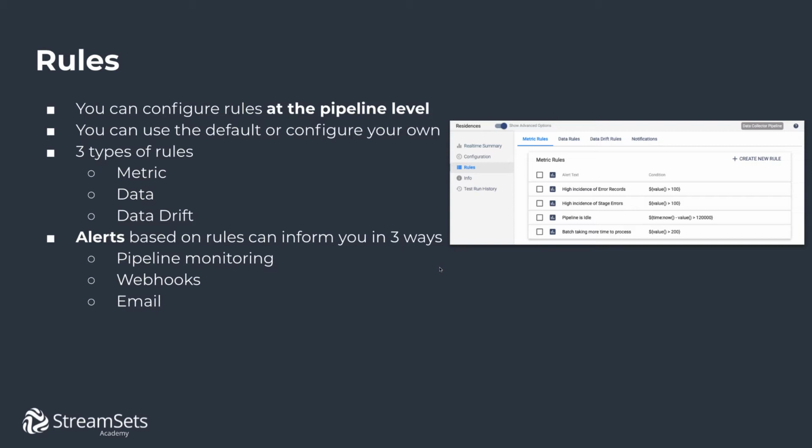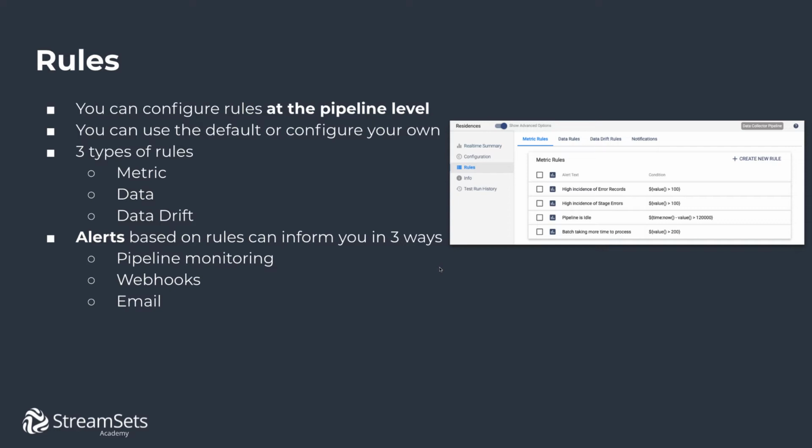All in all, the three types of existing rules that we can create are the following: metric rules, data rules, and data drift rules. Data rules are used to inspect the data as it passes through the pipeline, while data drift rules are set for monitoring the schema as the data passes from stage to stage.